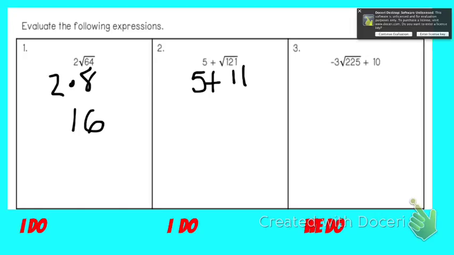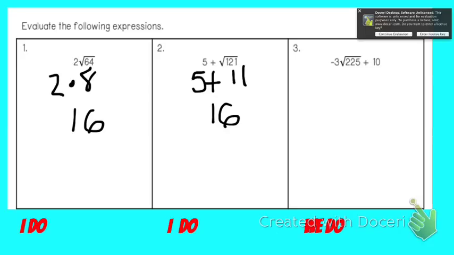Oh, you're adding it. Yes, because there's a plus sign between the 5 and the square root. So 5 plus 11 gives me 16. Look at 3. It says negative 3 times the square root of 225 plus 10.